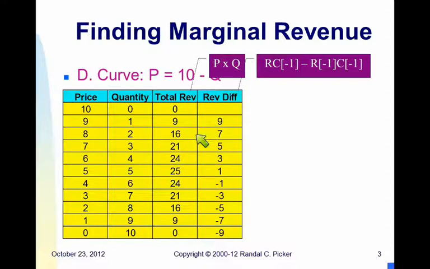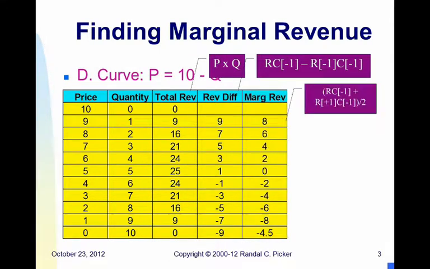9 minus 0 gives 9. How do we get 7? Well, 16 minus 9 equals 7. How do we get 5? 21 minus 16 equals 5. Okay, you see how that's calculated. We do that for everything. We've calculated this revenue difference idea. And then I want to do one more version.